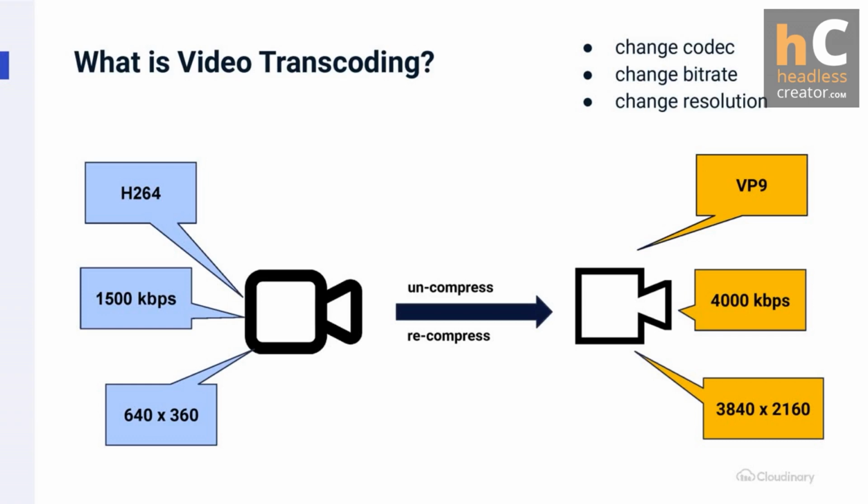The way transcoding works is I'm coming in with a video that I might have created on my cell phone: H.264, 1500 kilobits per second, 640 by 360. So a pretty small video here. And I want to turn it into something VP9, 4000 kilobits, 3840 by 2160. Now, this might be a little unrealistic, since I'm not really going to have great looking video going from 360p to 2160, but I can do this.